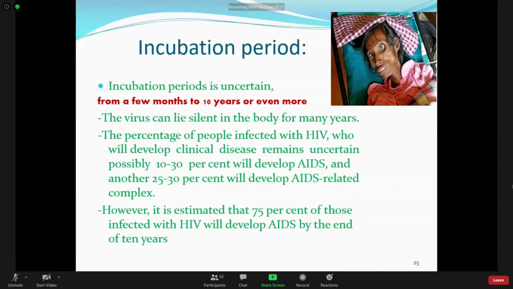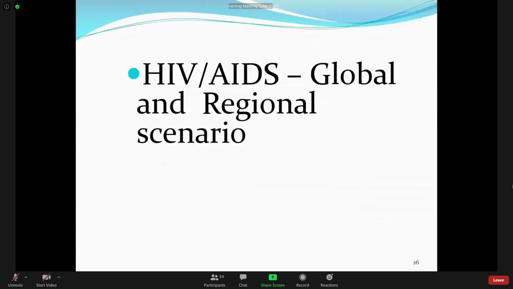The percentage of people infected with HIV who will develop clinical disease remains uncertain. Possibly 10 to 30% will develop AIDS, and another 25 to 30% will develop AIDS-related complex. That is why it is uncertain. However, it is estimated that 75% of those infected with HIV will develop AIDS by the end of 10 years. So this is the incubation period.